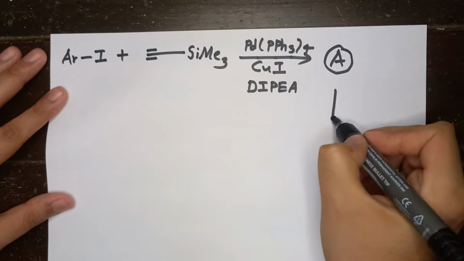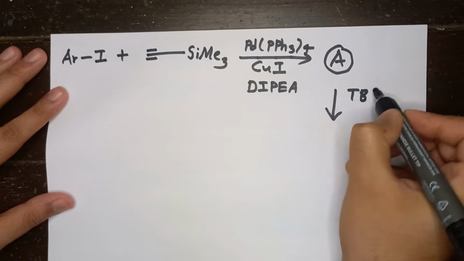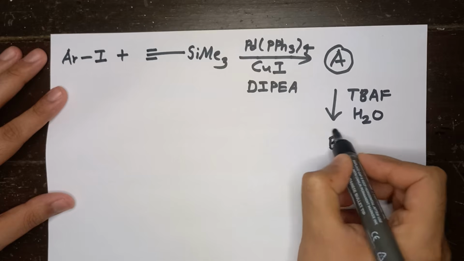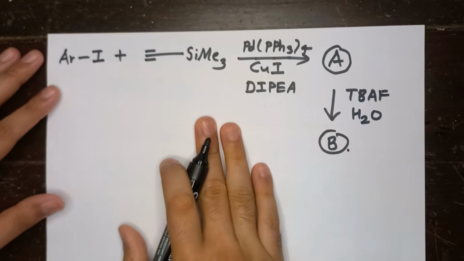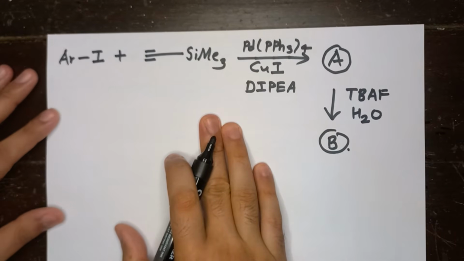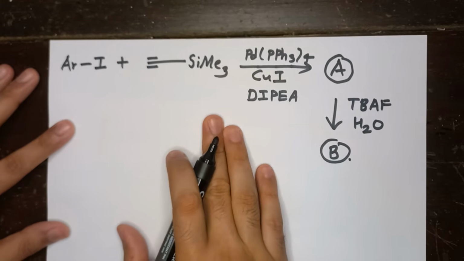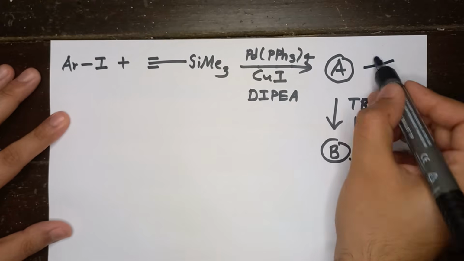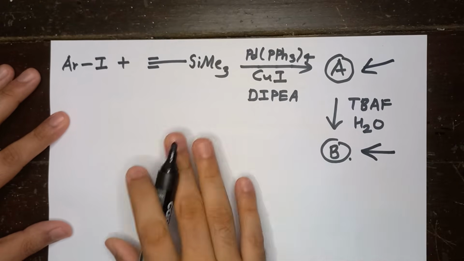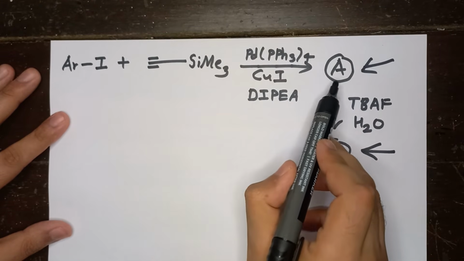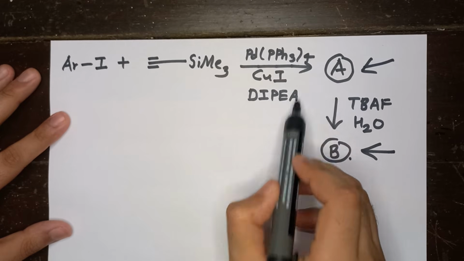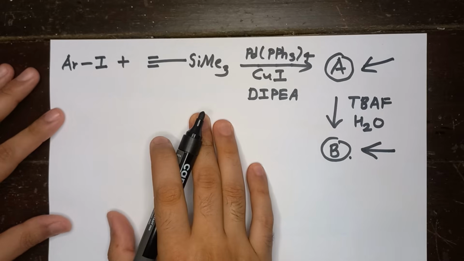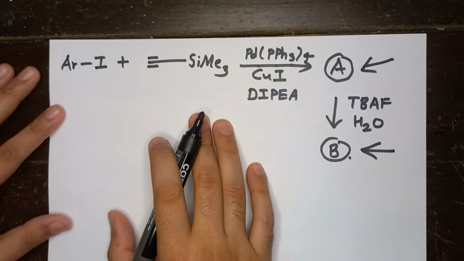Now this A in the presence of TBAF and water gives me B. So another example of azide-alkyne cycloaddition. So pause the video, try the mechanism and find out the structures of A and B. You have to think about the major product of A and then move forward to the product B. Okay, so let's begin.